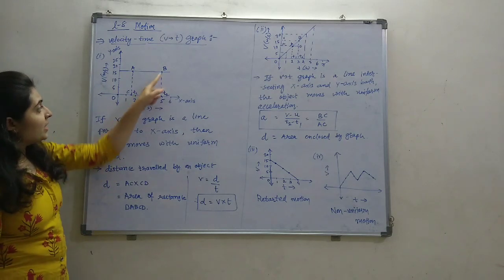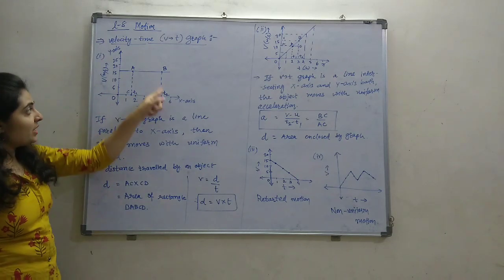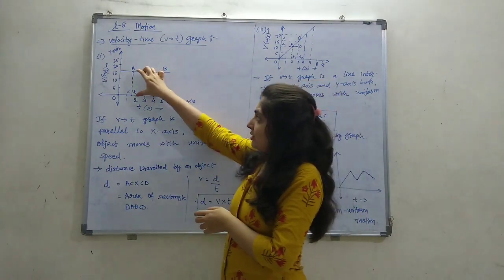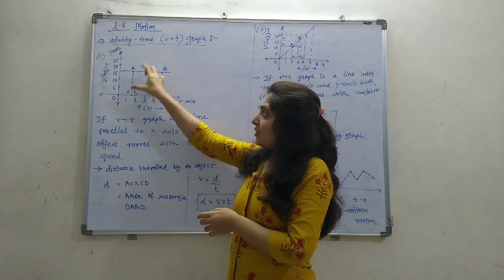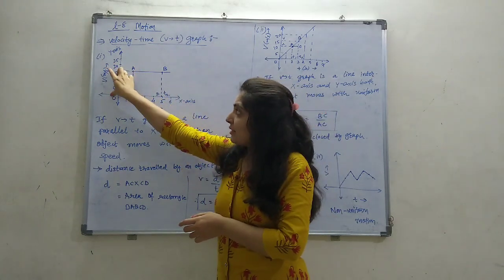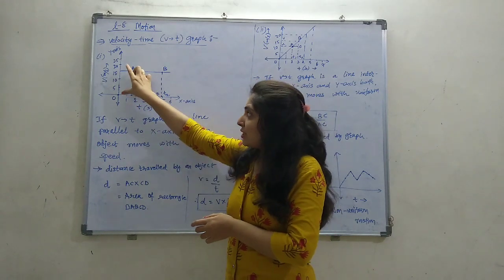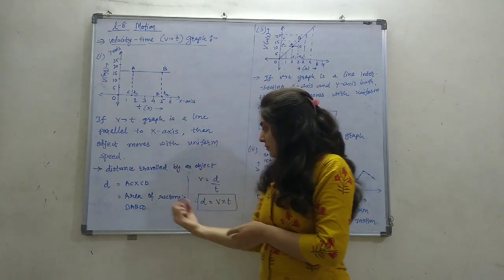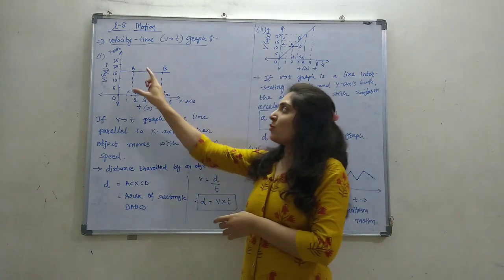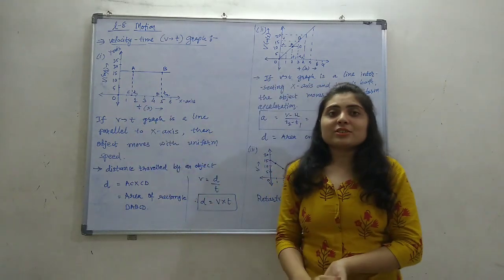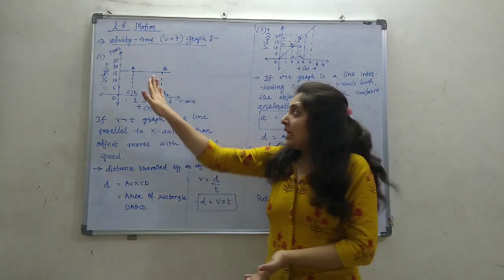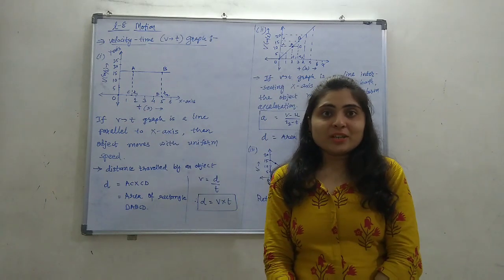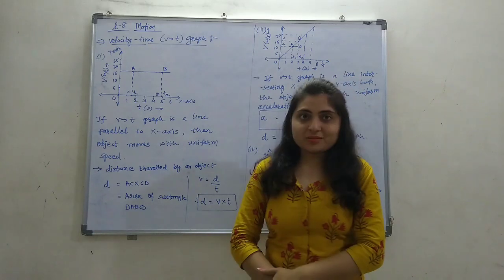Right? ABDC, sorry, it is ABDC. So getting the area of the rectangle gives AC into CD, where AC gives velocity and CD gives time. So it is nothing but speed into time. That's why speed into time is distance. That's why this quantity is distance. So the area under the graph will give the distance traveled by the object. This is a very interesting point.